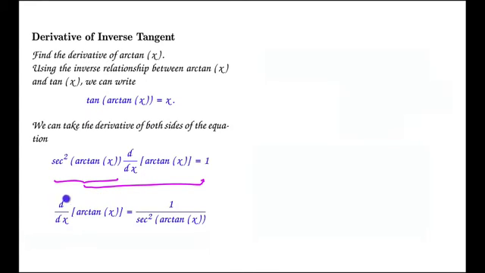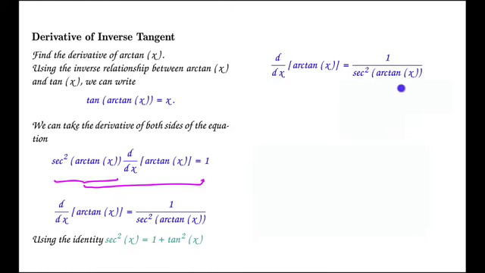So this gives us that the derivative of the arctangent of x is equal to 1 over the secant squared of arctangent of x. Now this is kind of awkward and doesn't really help us understand what this derivative is. So we're going to try to simplify this. The first thing we're going to do is use the relationship, the identity, that secant squared x is equal to 1 plus tangent squared x.